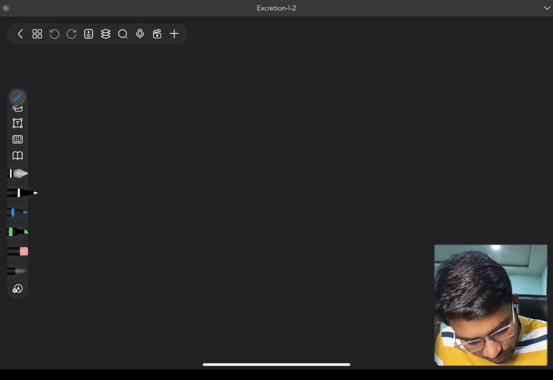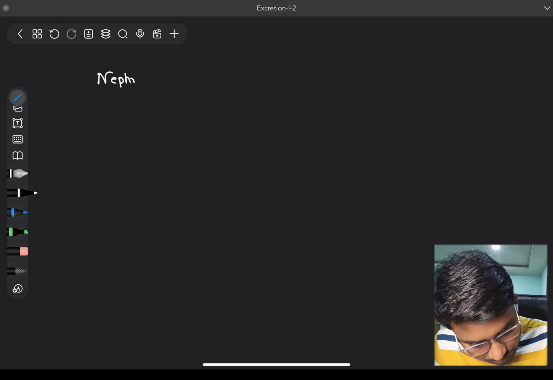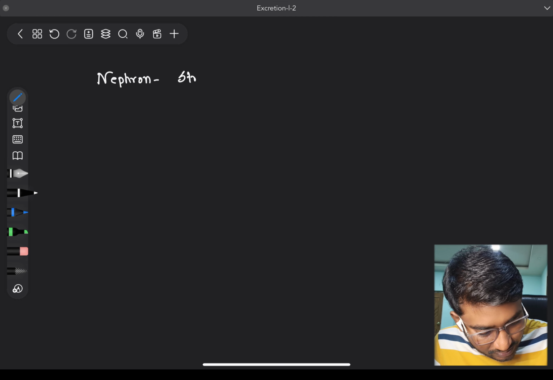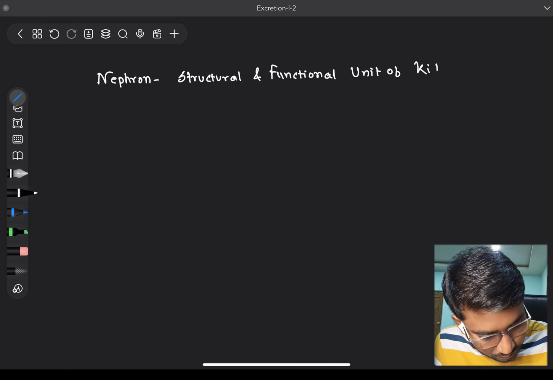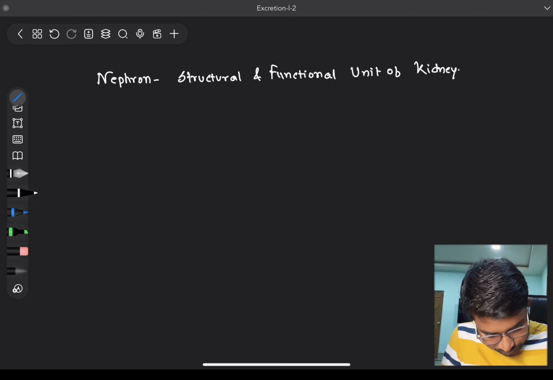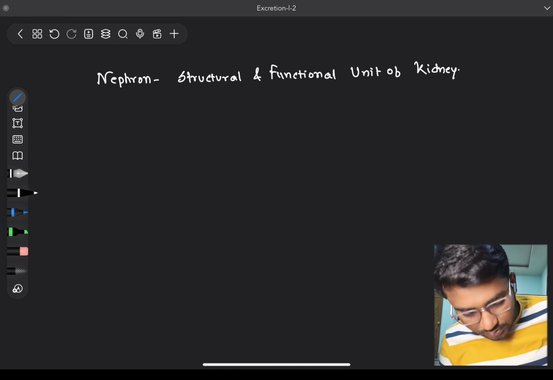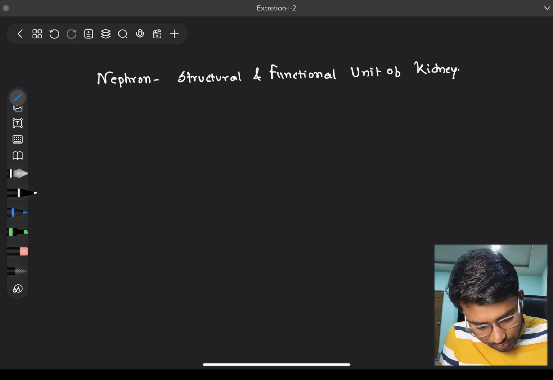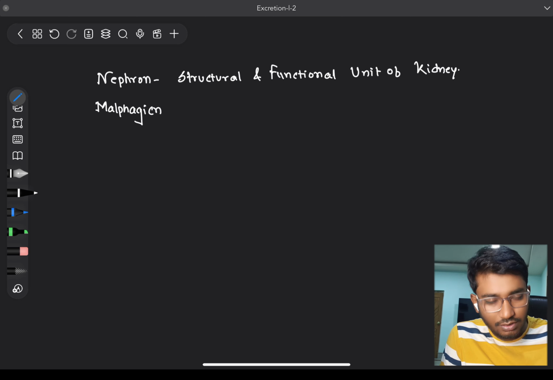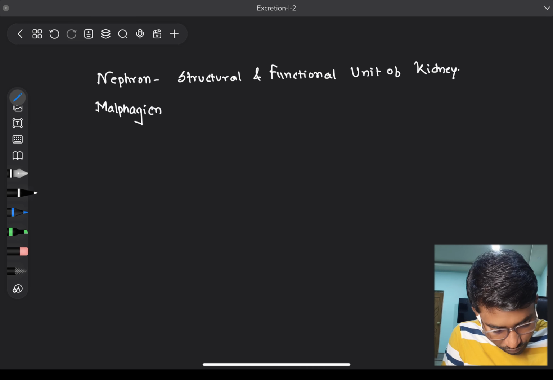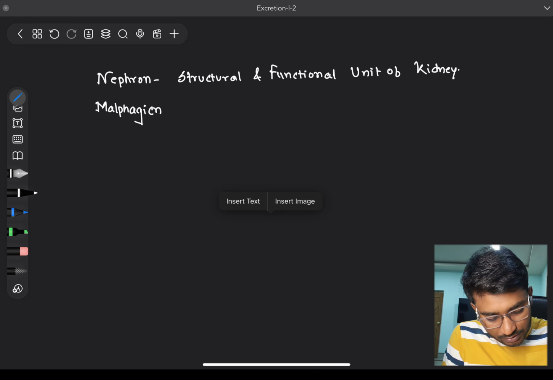Okay, so the nephron is the structural and functional unit of the kidney. Now, what do you mean by the Malpighian body or renal corpuscle? The Malpighian body and the renal corpuscle are the same thing, and it is made up of the glomerulus and the Bowman's capsule.